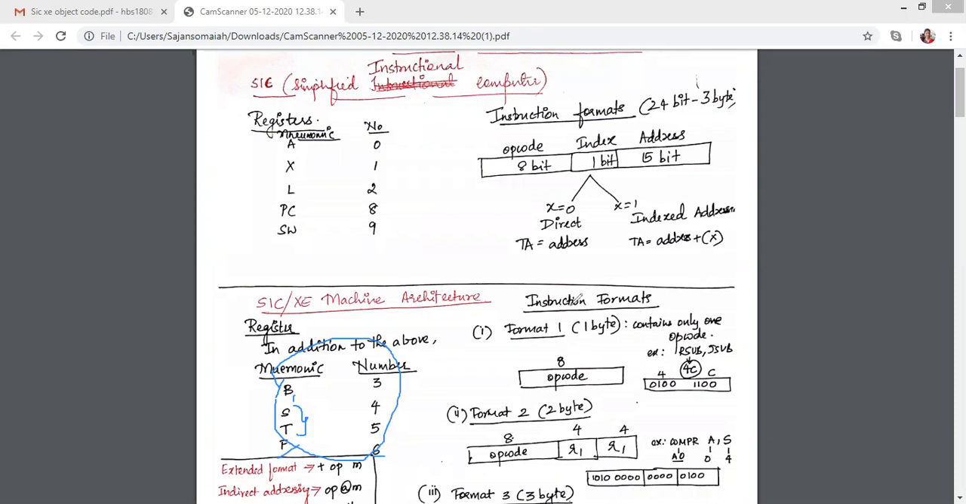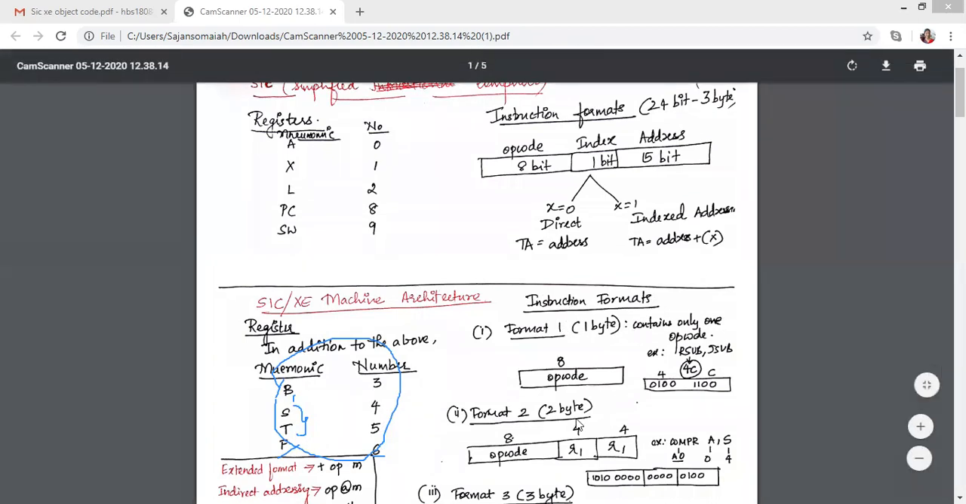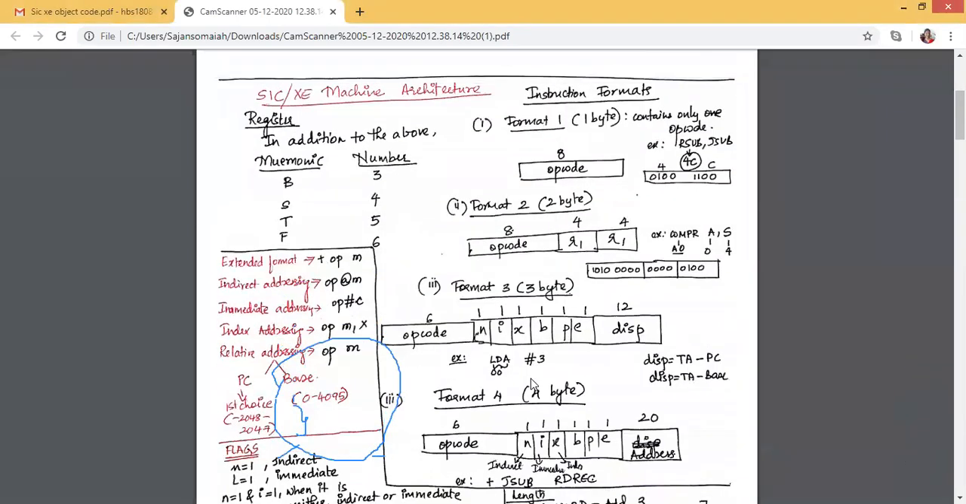Now, along with the registers, we have instruction formats. So we have 4 types of instruction formats. Okay, I'll just scroll this down. We have 4 instruction formats here, namely format 1, format 2, format 3 and format 4. So format 1 is 1 byte, format 2 is 2 byte, format 3 is 3 byte and format 4 is 4 byte.